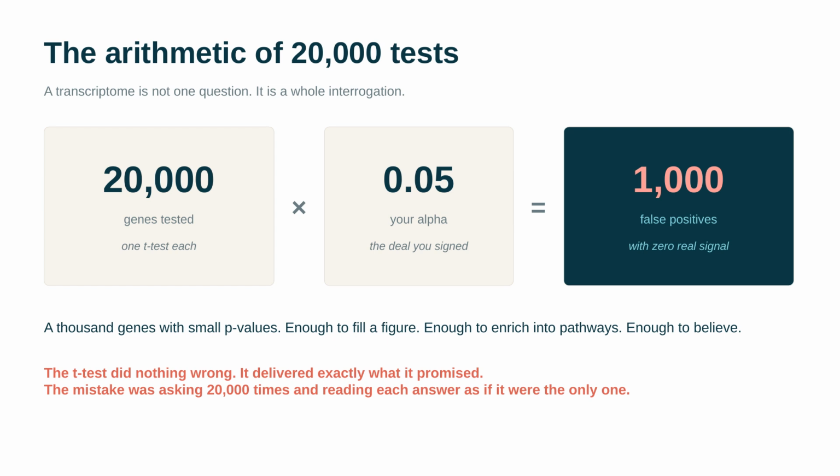1,000 genes with small p-values, ready to be put in a figure, ready to be enriched into pathways, ready to be believed. The t-test did nothing wrong here. It delivered exactly what it promised. The error was asking it 20,000 times and reading each answer as if it were the only one.